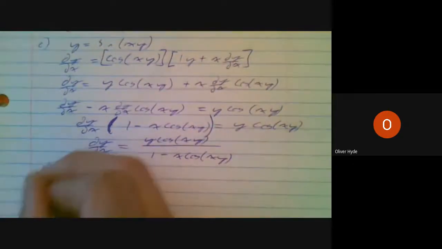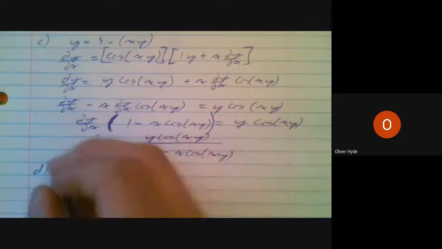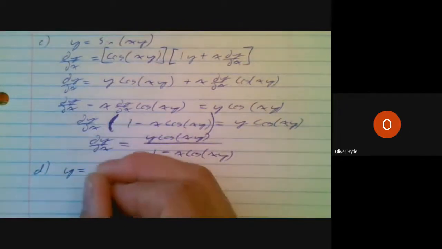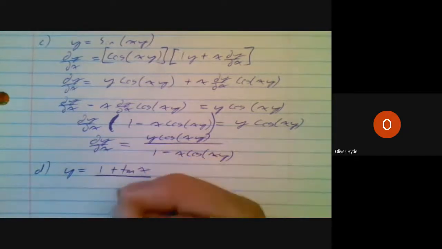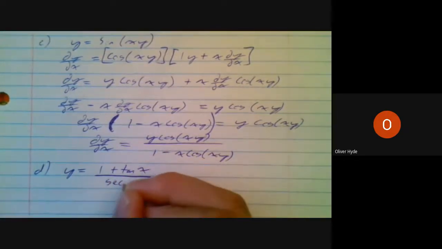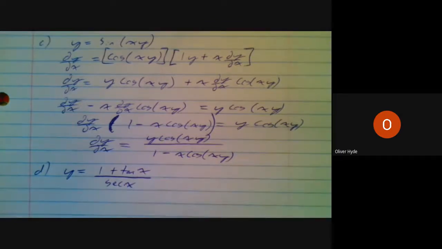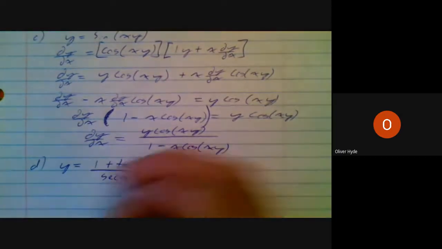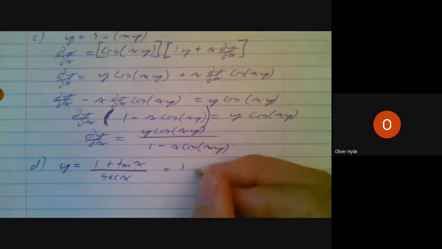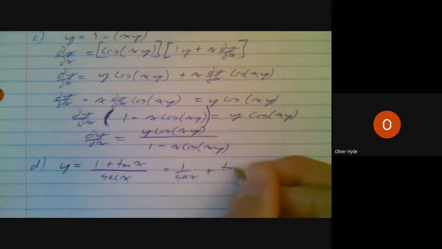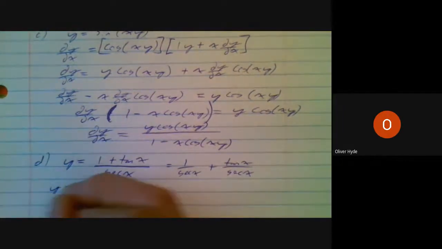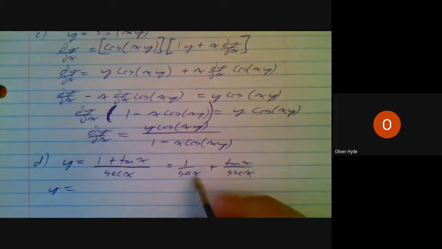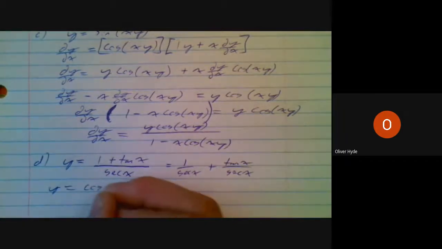Let's see, D. I'm wondering if maybe I should simplify the expression first, or see if I can use some identity skills to get rid of this quotient here. I think I will. The first thing I'm going to do is use the distributive property. So I'll write that as the reciprocal of the secant of x plus the tangent of x divided by the secant of x. Next, I think I'll reciprocate a secant ratio to find a cosine ratio.